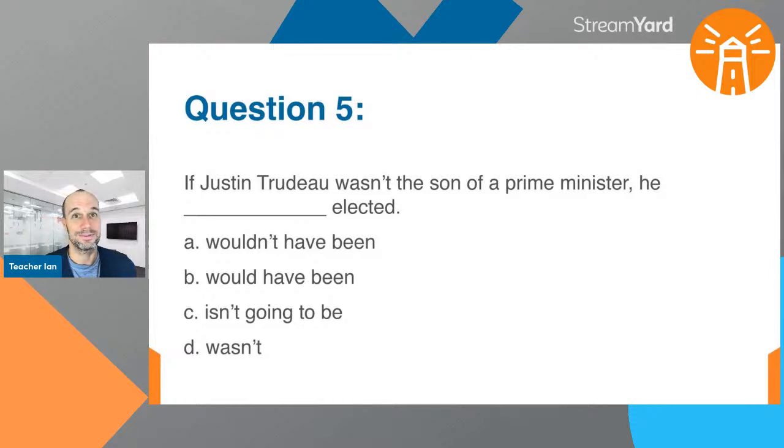Number 5. This is a hard one. If Justin Trudeau wasn't the son of a prime minister, he something elected. I don't know if you know, but Justin Trudeau's father, Pierre Trudeau, was a prime minister back in the 1970s and 80s. So, A, wouldn't have been elected, would have been elected, isn't going to be elected, or wasn't elected.